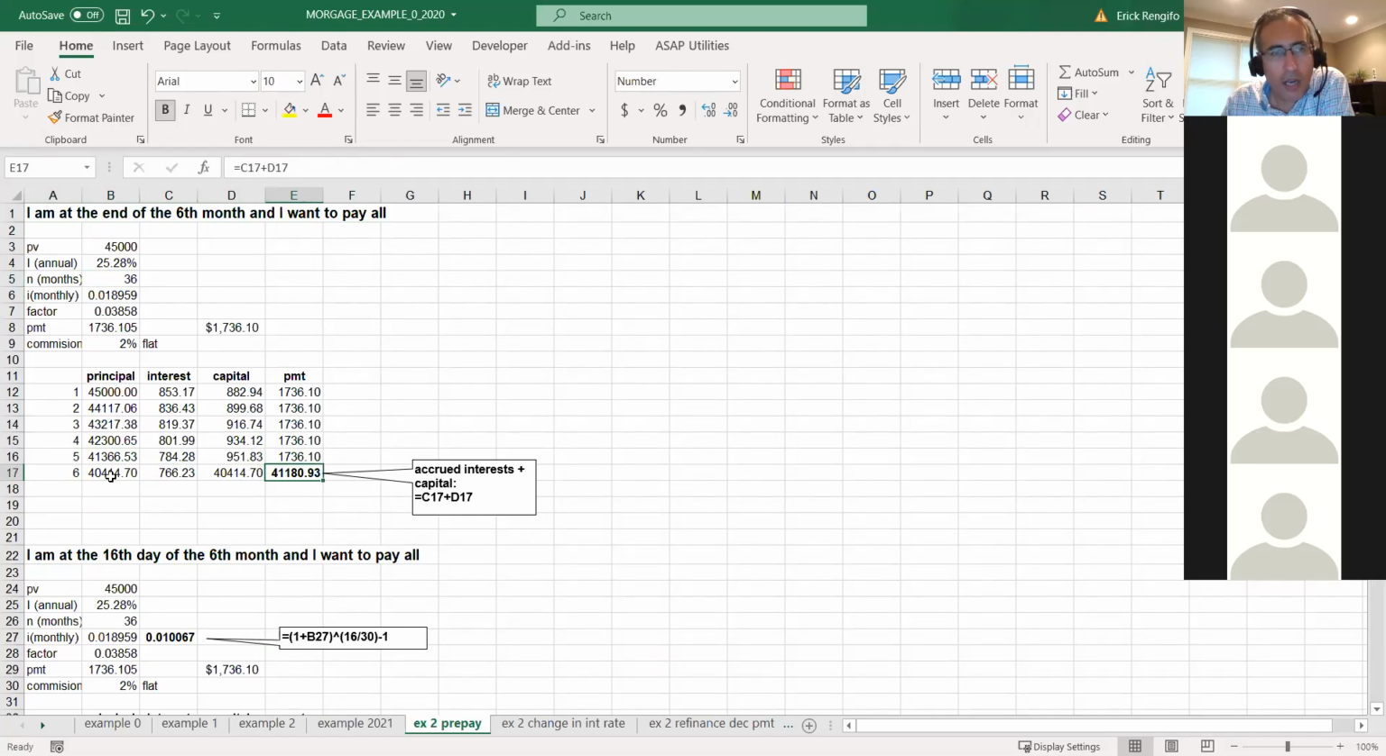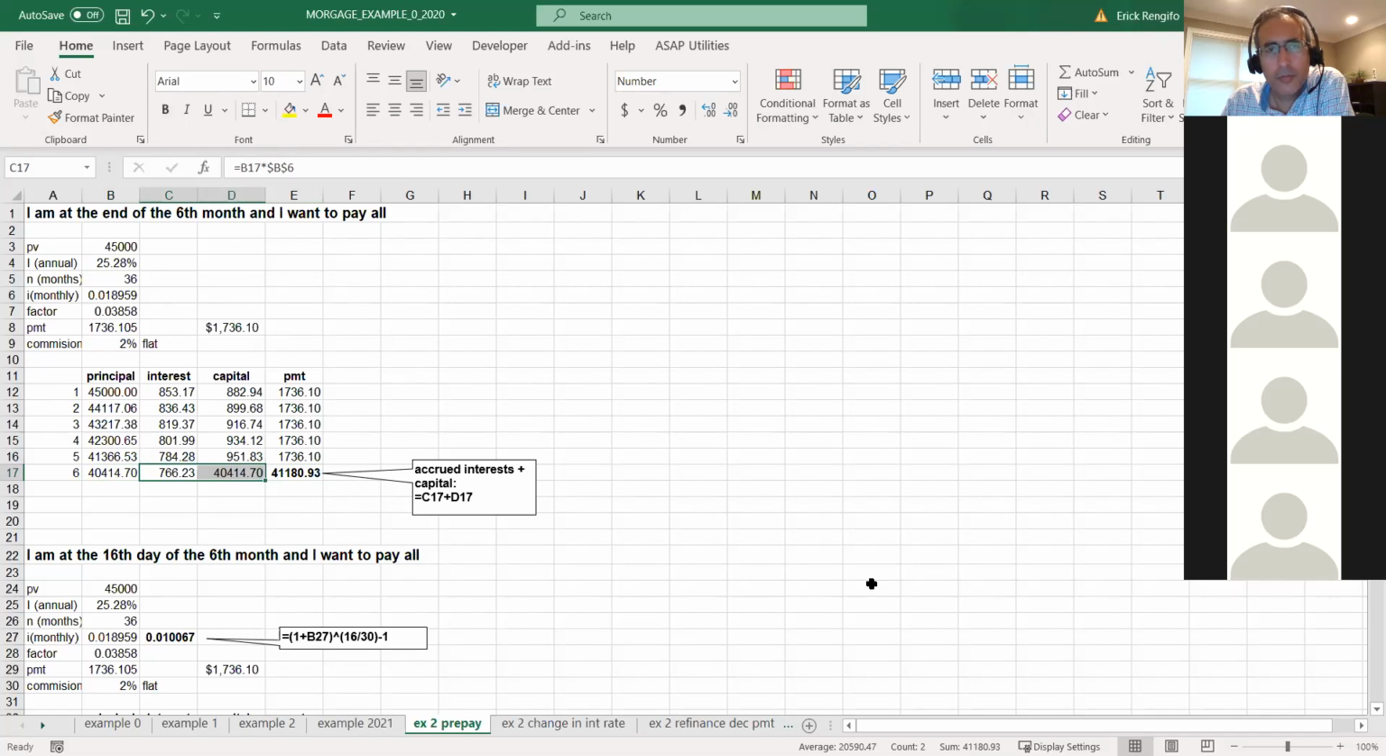So do you know, guys, how much money you owe at the beginning of the 6th month? 40,414. Agree with me? How much do you need to pay for this period? Oh, I need to pay interest 766. Got it? But if I want to close this loan, I need to have 40,414 plus this 766. So how much money I need to have at the end of month 6? I need to have the sum of these two. Make sense to everyone?